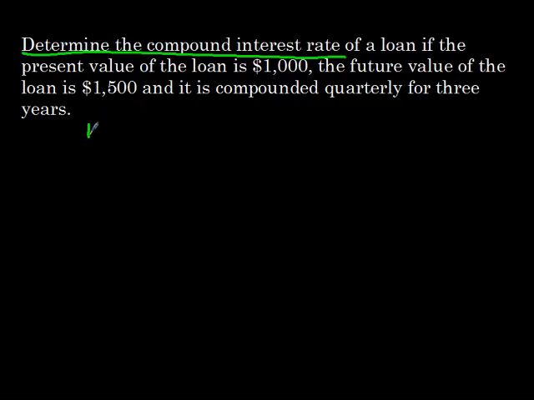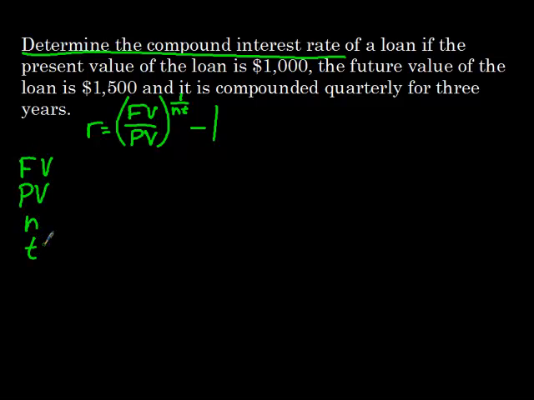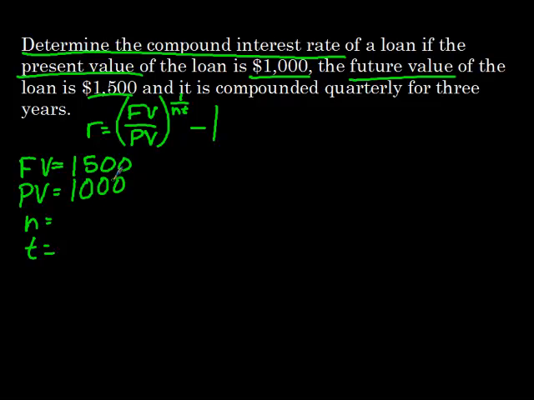The formula looks like this. R equals FV over PV raised to the 1 over nt power minus 1. So, just like the other problems, we know we want to find r, which means to find r, we have to know FV, PV, n, and t. So let's go back to the problem and see which pieces of information we have and what we don't. FV, it tells us here that FV is 1,500. Tells us that PV, or present value, is 1,000. So we have those two. We have half of the information we need.